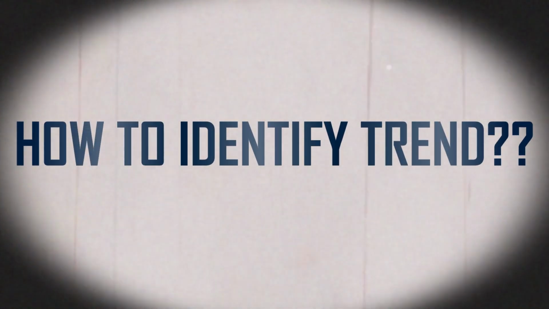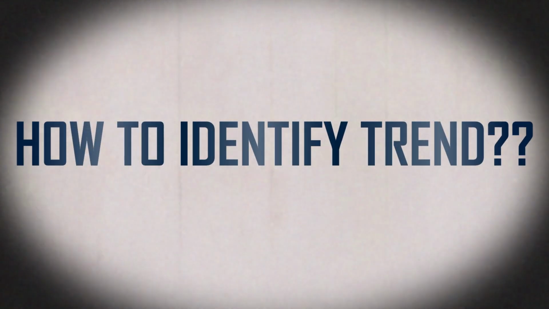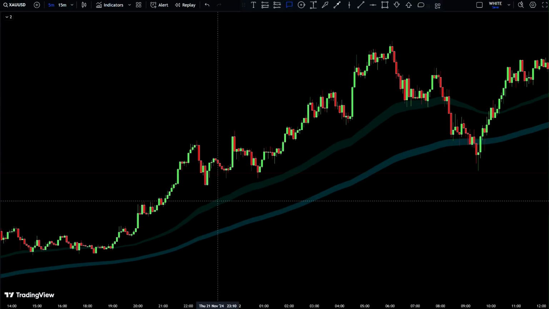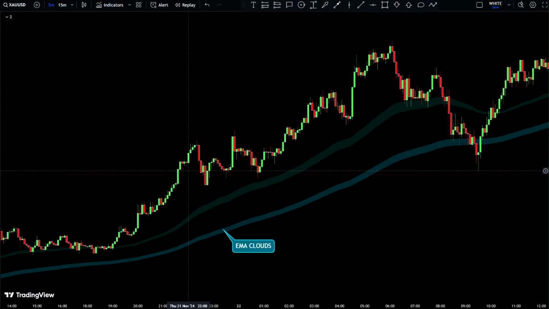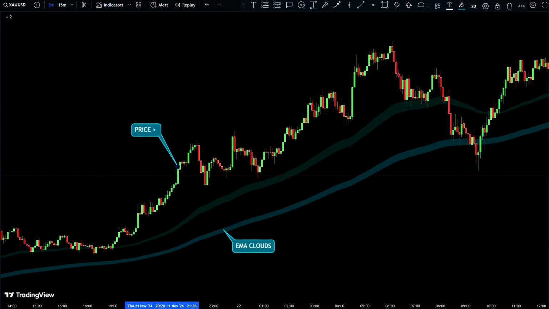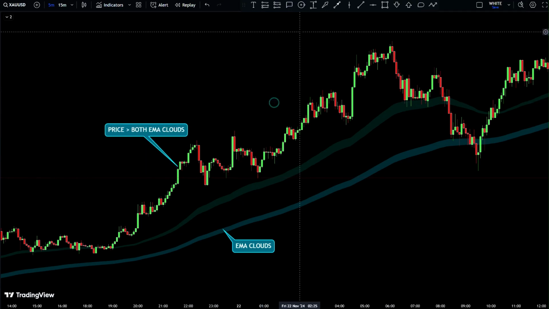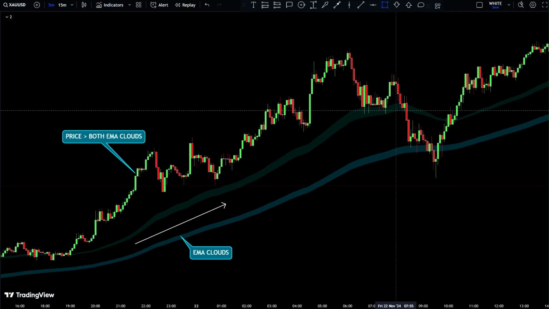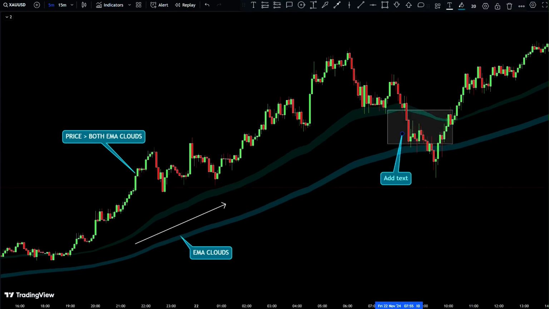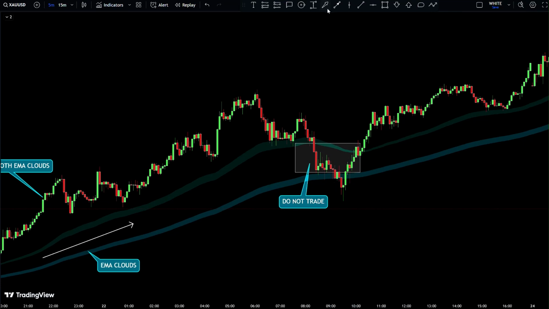done with its settings. So let's make sure you've got a solid grasp of identifying trends, because that's going to be crucial for this strategy. When the price candles are hovering above both EMA clouds, we can call that an uptrend, just like in this example. But remember, if the price sneaks in between the clouds, it's best to hold off on trading, just like you see in this example. After that, you'll notice that the price climbs back above the cloud, signaling that you're in an uptrend once again.